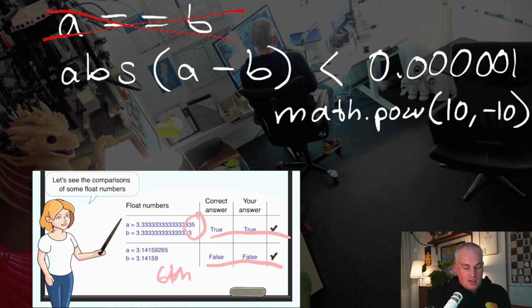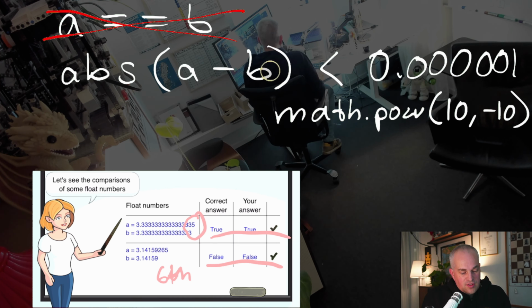Whatever the difference is here, if that is less than this very, very small number, then we are happy. And we do abs to get the absolute value, just to get this comparison right. If we didn't do abs, if we forgot that part, then whenever b is larger than a, we will get a negative number, and then this would always be true. So then we would not do a valid comparison anymore. Then we'll say that the numbers are equal just because b is lower than a. That's not what we want.